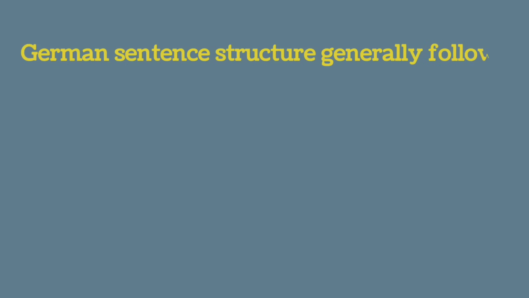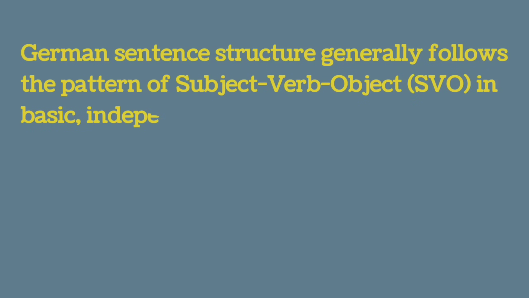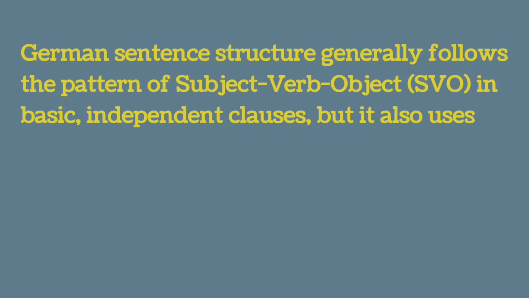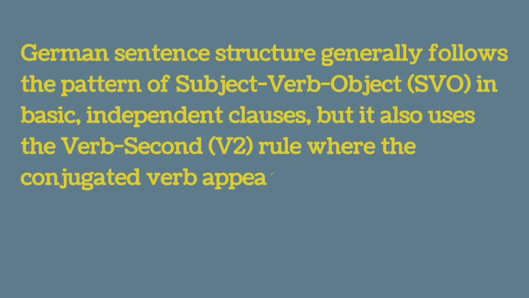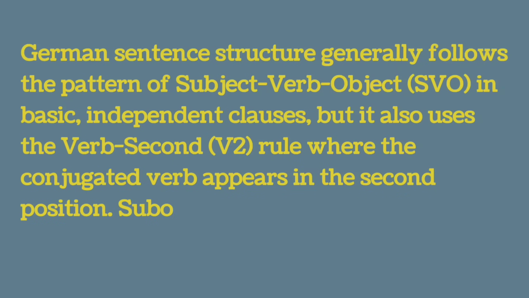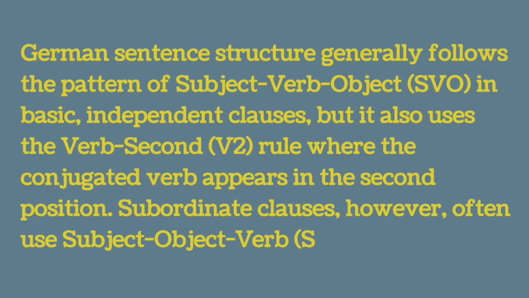German sentence structure generally follows the pattern of subject-verb-object in basic, independent clauses. But it also uses the verb-second rule where the conjugated verb appears in the second position. Subordinate clauses, however, often use subject-object-verb order.